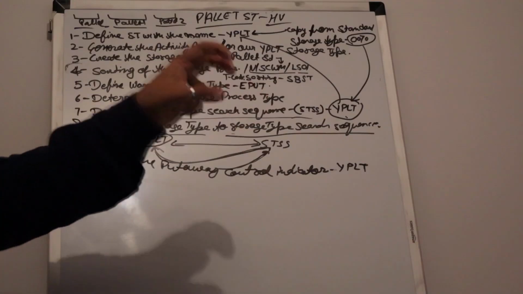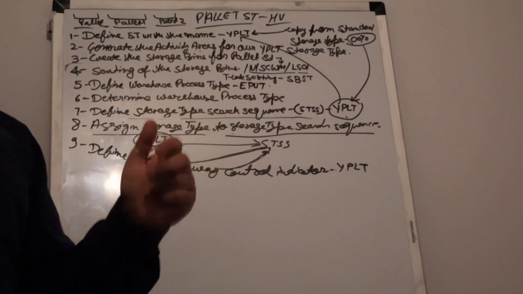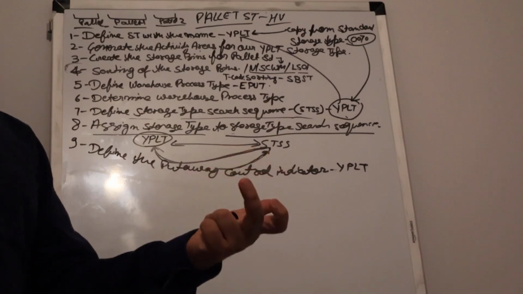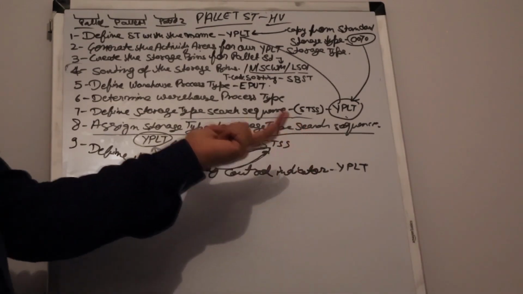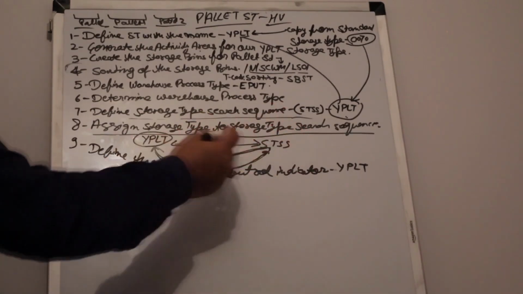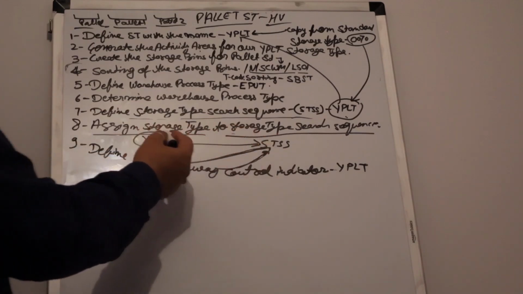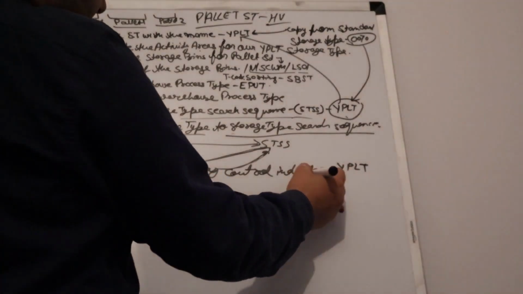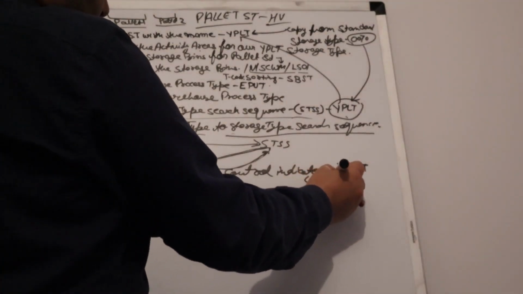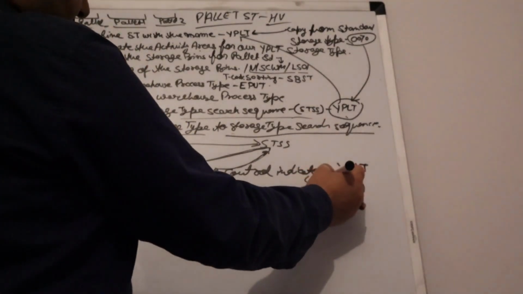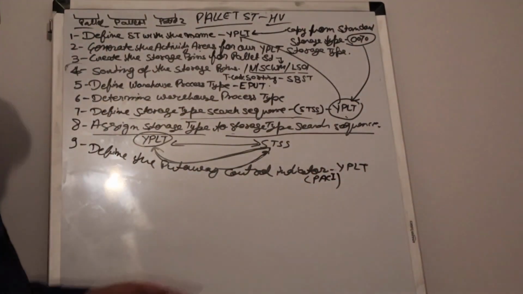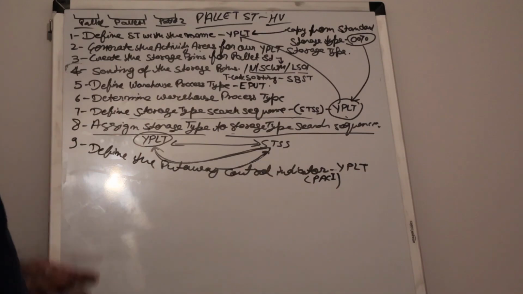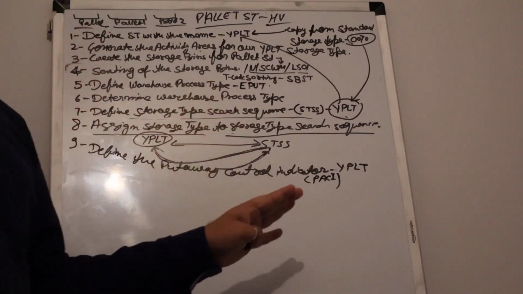Our task is to manage 2 meter, 3 meter, 1 meter, different sizes of the handling unit inside the storage bin. So that is the way. Okay, here we do the linkage with the storage type search sequence and ZPLT, and then we define the put away control indicator. We call it in short form PACI. In my previous video with the customer return, I explained this. So this is the configuration. Okay.